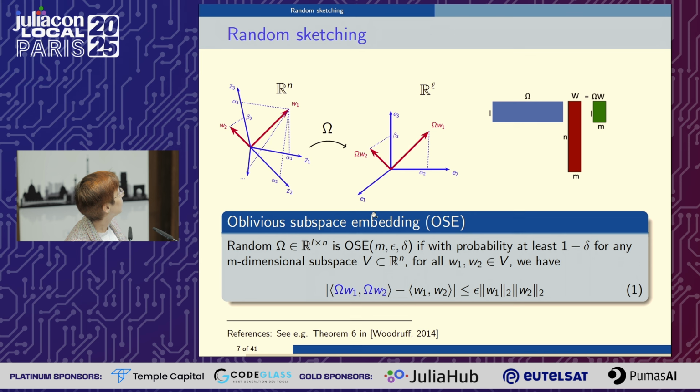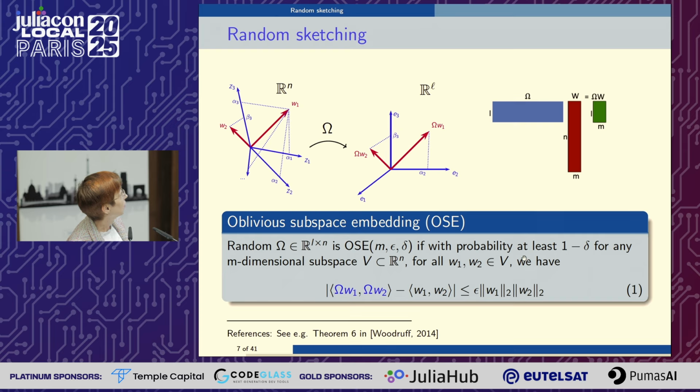And then behind these random sketching techniques is the oblivious subspace embedding, which says that if I'm taking a random matrix omega, which has dimension L by n, then this omega is an oblivious subspace embedding with 3 parameters, m, epsilon, and delta, if with probability at least 1 minus delta for any m-dimensional subspace V, which lives in R^n, and for any pair of vectors W1, W2, their inner product is preserved up to some accuracy epsilon, depending on the L2 norm of the two vectors.